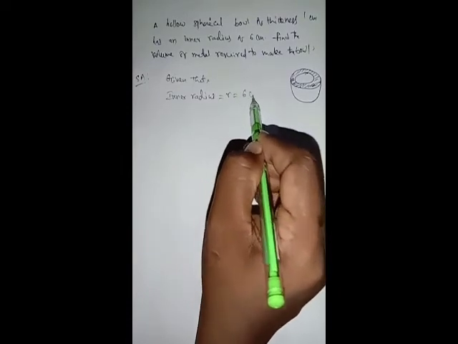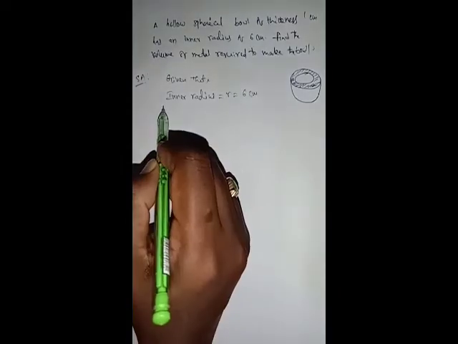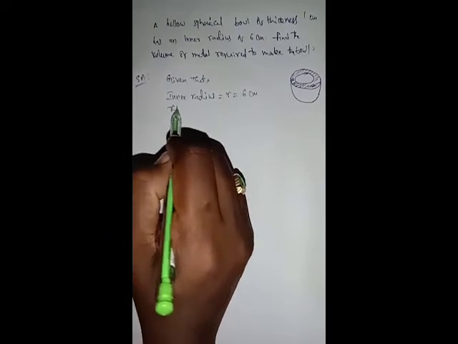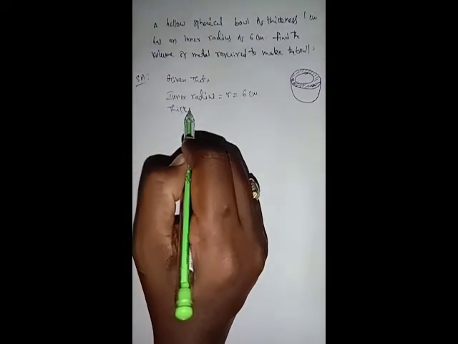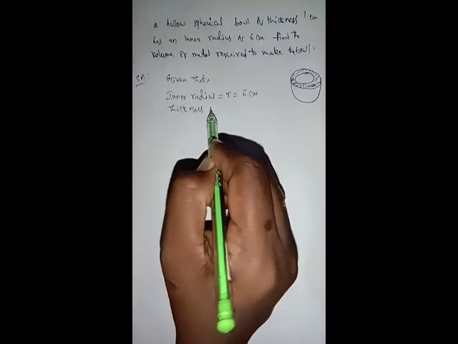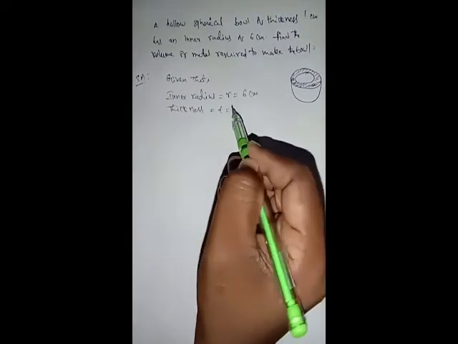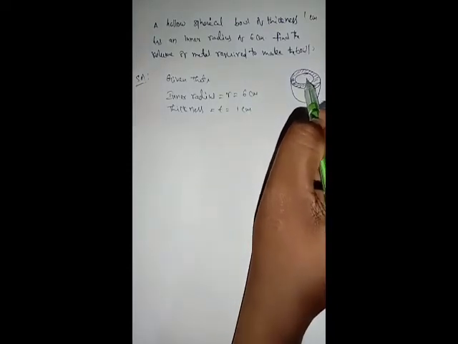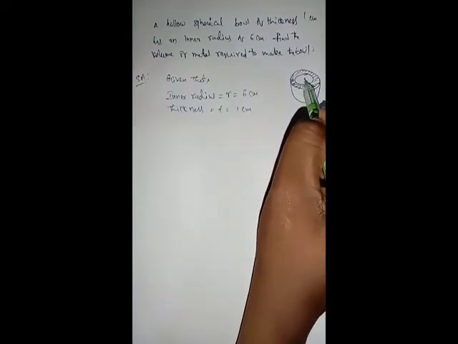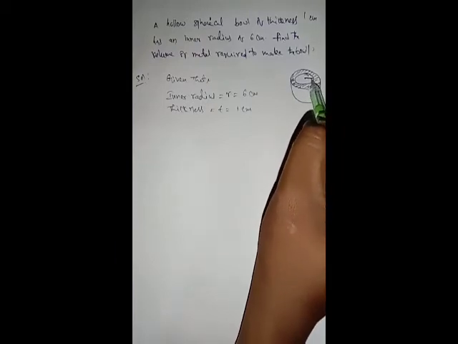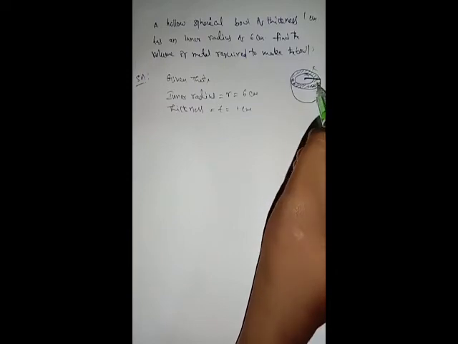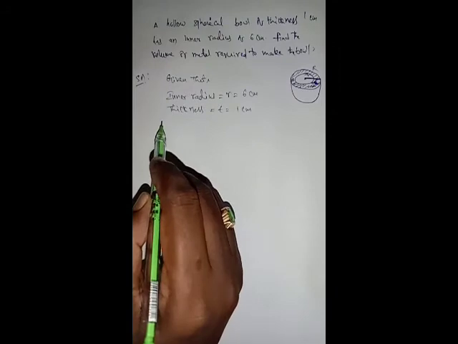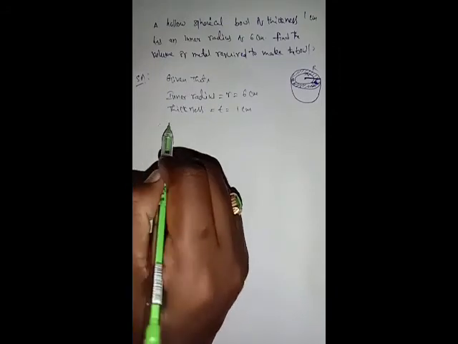r equal to 6 centimeters. And again, what is given? Thickness is given. How much is the thickness? Thickness, let it be small t, equal to 1 centimeter. Here identify, children, inner radius, this is small r. Outer radius, from here to here, see, is bigger. This is small t, the thickness.